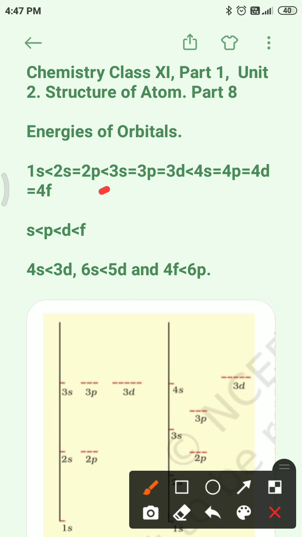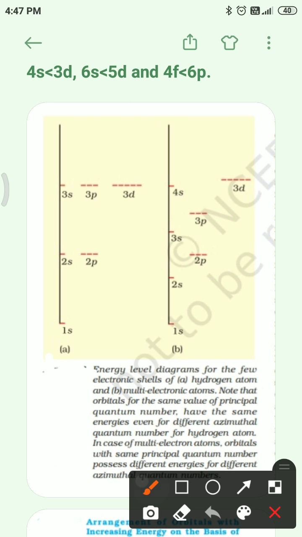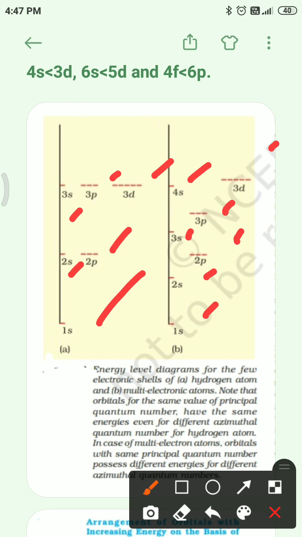This can be depicted in this picture. You can see how the energy levels are determined: 1s, 2s, then 2p, 3s, 3p, 3d. In the second figure, 1s, 2s, 2p, 3s, 3p, 4s, 3d, you can see how the energy levels are increasing from 1s to 4f or 4p or 3d.